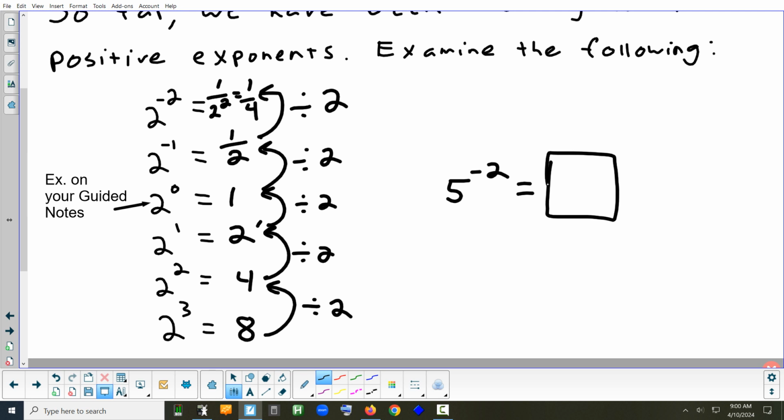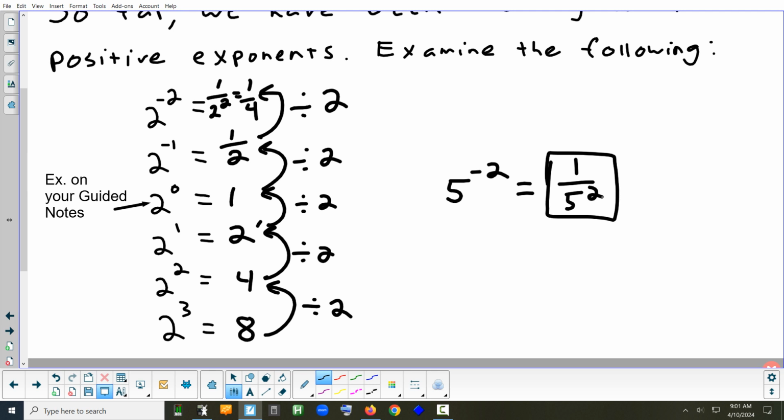So you would do 5 squared, 5 to the power of 2. Yeah, it would be 5 to the power of 2, but where would the 5 to the power of 2 be? On the bottom, yes. Yep. It would be on the bottom.